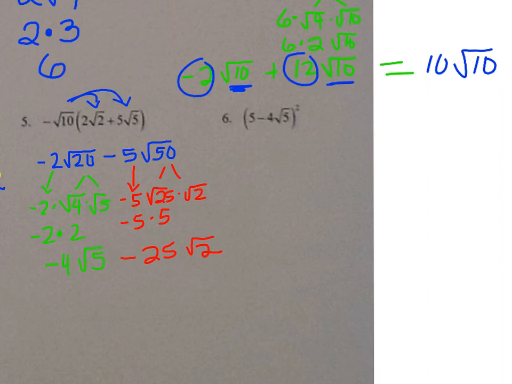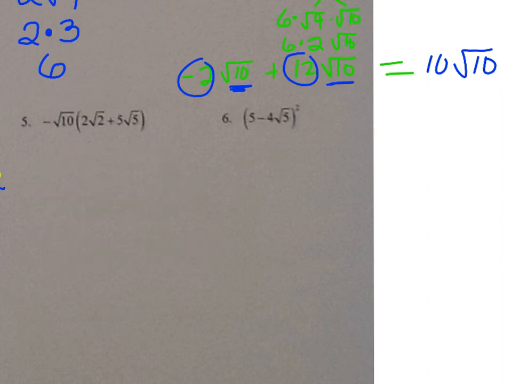Let me just get rid of this here. All right, so I'm squaring a binomial. So remember, that does not mean to take the 2 and distribute it on the inside. It means to multiply by itself. So we're going to do 5 minus 4, the square root of 5, times 5 minus 4, the square root of 5. Now we're going to double distribute.